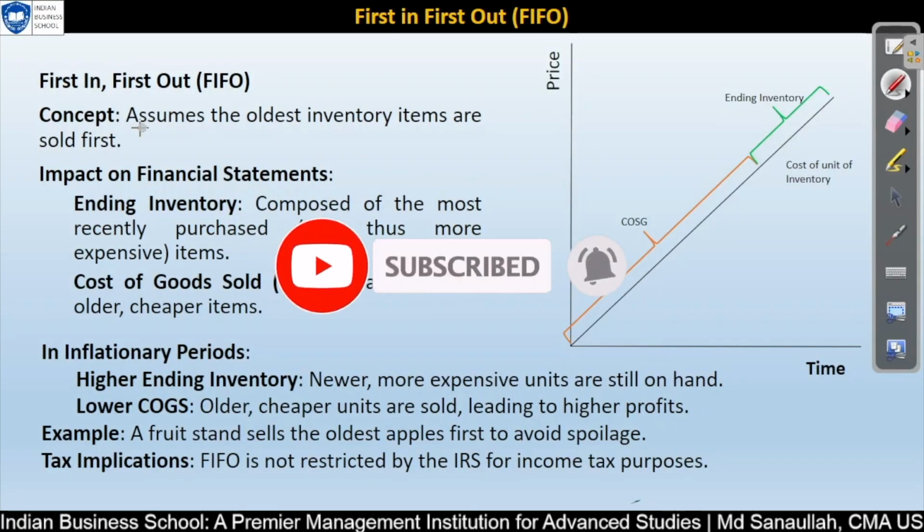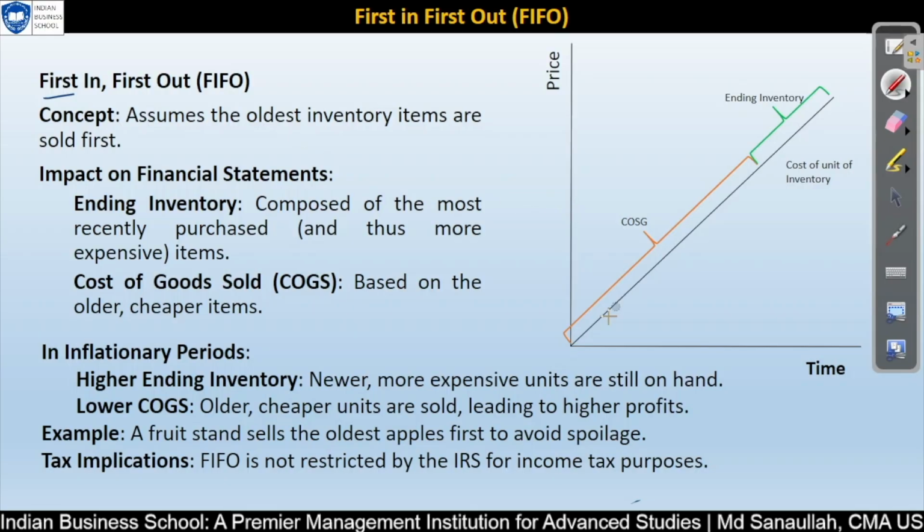Now we will discuss FIFO. I have already explained that initially our cost is high, and as time passes, the cost will keep on increasing. This is the price. Every unit when we are selling, we are charging this price, and as we increase our quantity, our price also keeps on increasing.